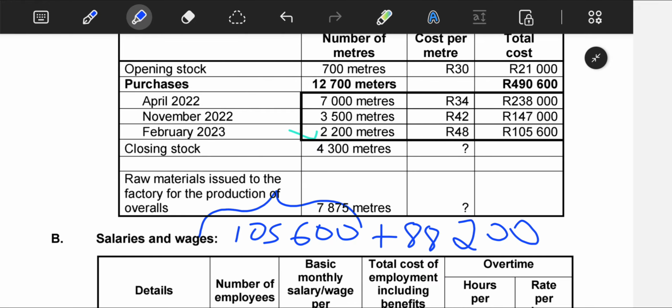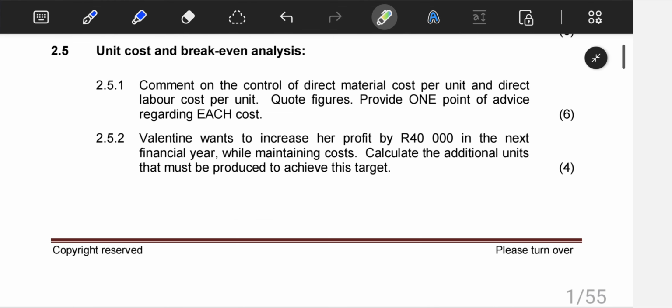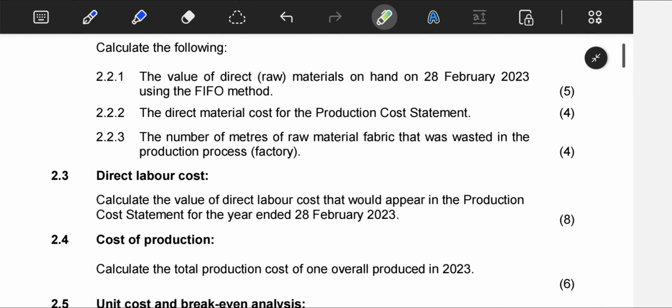This is the value of 2,200. This is the value of 2,100. Together these two make up the 4,300. And then together these two make up the value of the 4,300. And then you have answered your first question. You got your 5 marks.